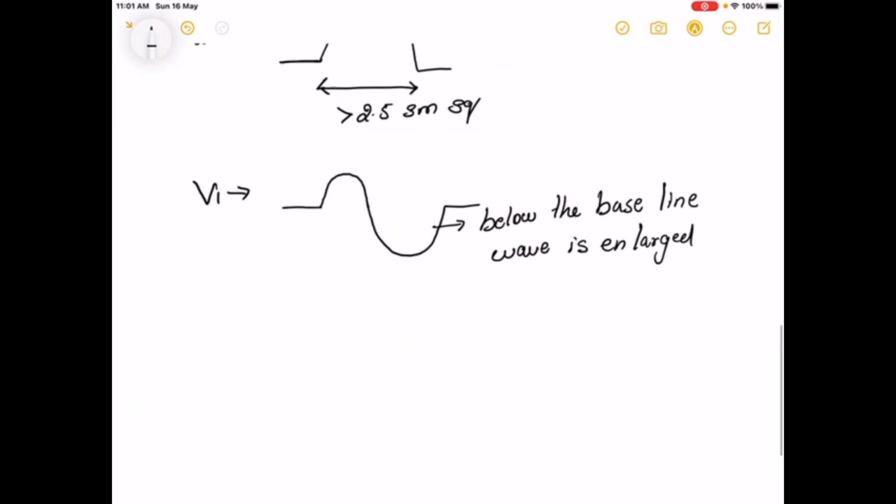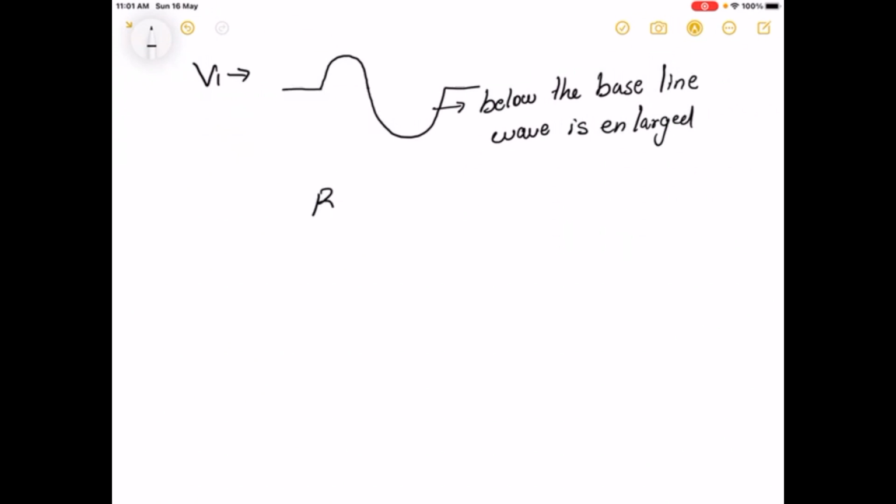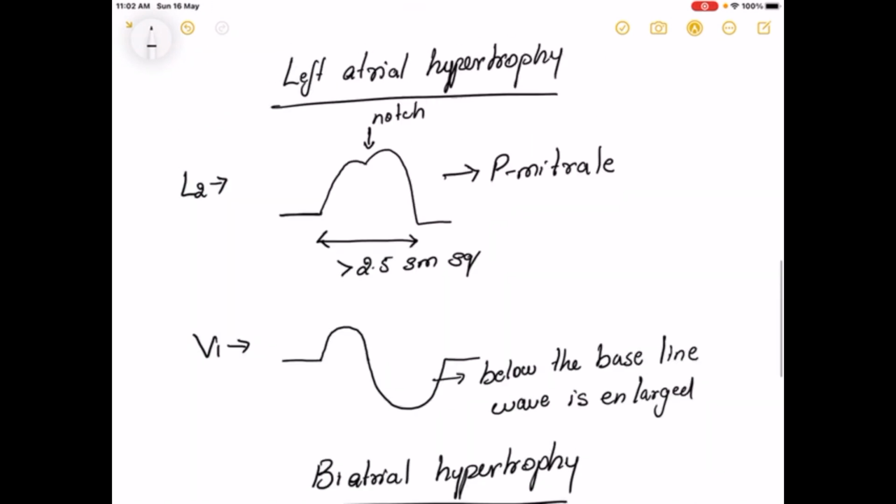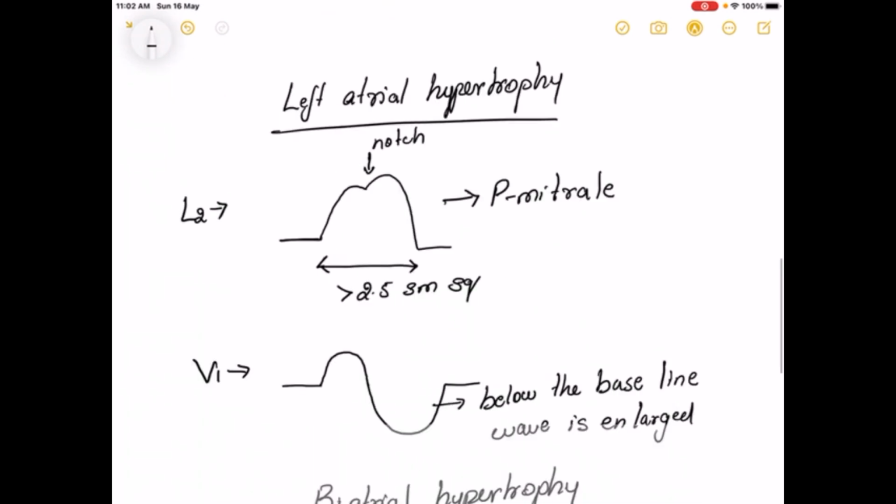And then there's something called biatrial hypertrophy, where both right and left atria are enlarged. Here the length of the P wave is more than 2.5 small squares, as well as the width of the P wave is more than 2.5 small squares. So this is about atrial hypertrophies. Now let's see some ECGs.